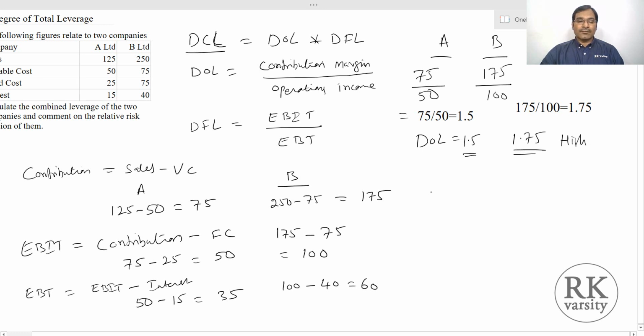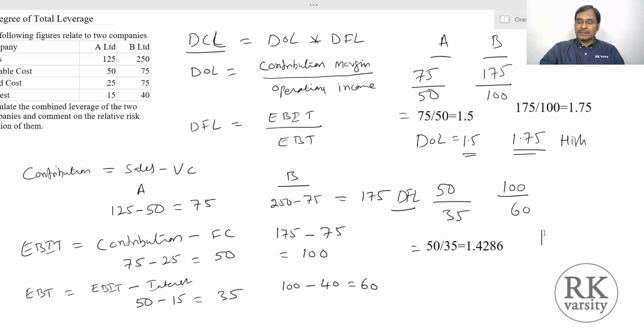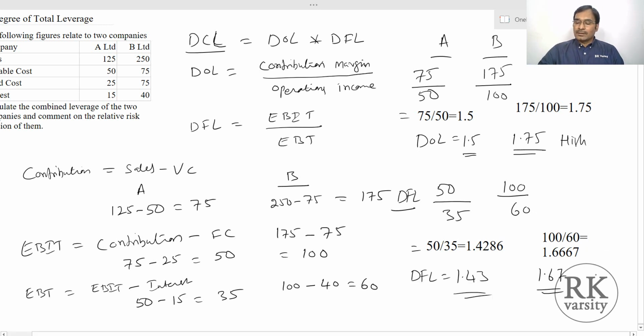Now coming to degree of financial leverage, EBIT upon EBT. EBIT for company A is 50 and EBT is 35, whereas for company B, EBIT is 100 and EBT is 60. 50 upon 35 is 1.43, then 100 upon 60 is 1.67. So here for company B, the financial leverage is also high.